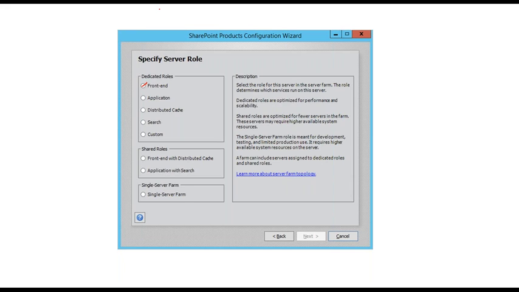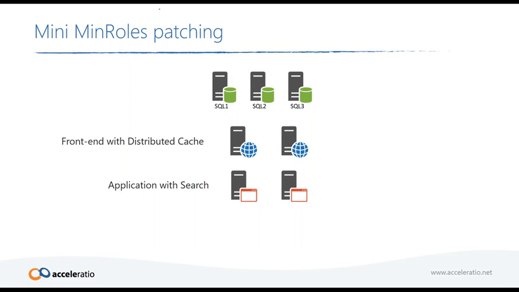Central Administration has a health check that checks that the front end is only running the services that need to run on the front end. For example, if somebody goes in and disables a service, the health check is going to check for that, and it's going to notify you that something is wrong and that your role hasn't been configured or is not running all the required services. If we talk about mini MinRoles patching, this is a scenario where you have only 4 servers. The process is the same. You patch one, and then you patch the second one of the same type.